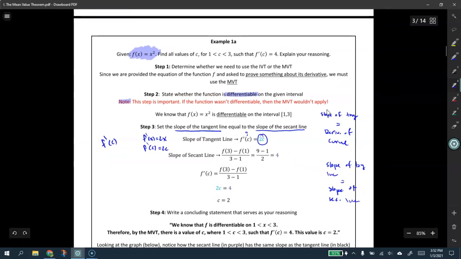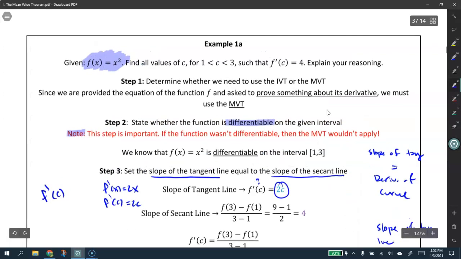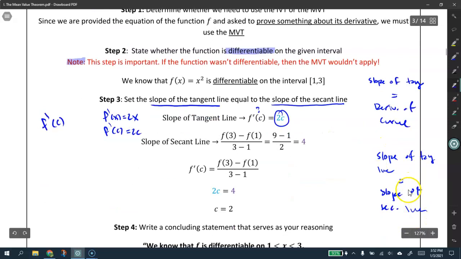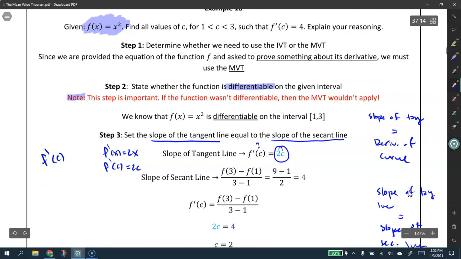What we essentially did is we said, well, if the slope of the tangent line is equal to the derivative of the curve, and the slope of the secant line and the tangent line is the same, well, essentially we can skip the middleman here, which is the tangent line, and we can say that the derivative of the curve is equal to the slope of the secant line. That's essentially what we're doing in this part of the step. Okay, so long story short, take a derivative and plug in the point c.